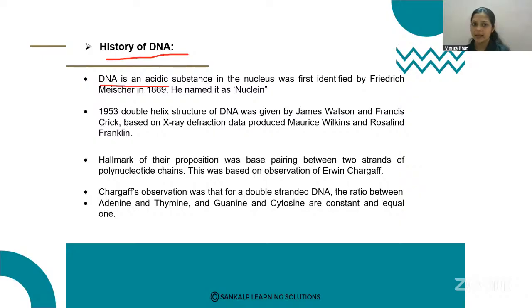DNA is an acidic substance in the nucleus, first identified by Friedrich Miescher in 1869. He named it nuclein. Here the DNA is acidic in nature, mainly found in the nucleus, and it was first observed by the scientist Friedrich Miescher, but he did not name it DNA, he named it nuclein.